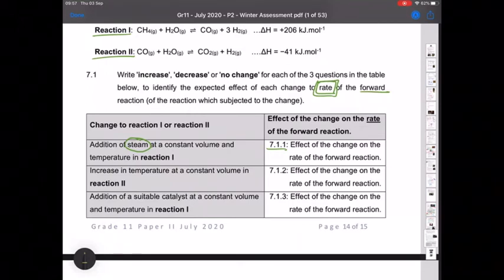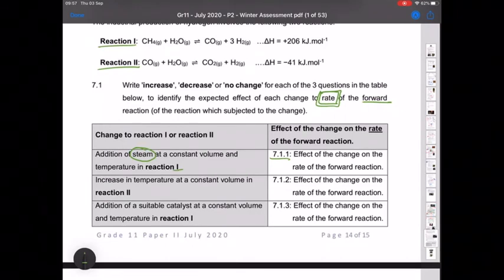So what I'm saying is that for pure liquids and pure solids, you cannot change concentration. However, if you did have a pure substance that is then a gas, for example, water that gets heated and made into steam, water vapor, then you can change the concentration. So we're dealing with reaction 1.